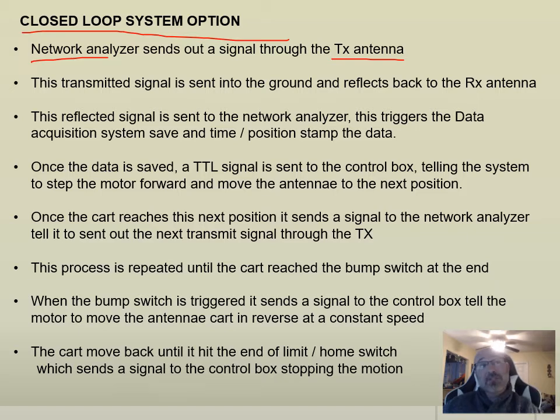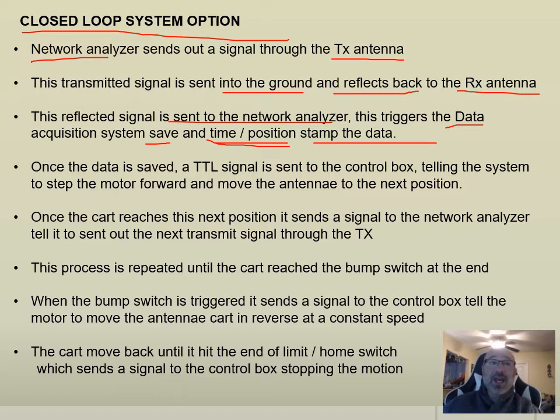So this transmitted signal is sent into the ground and reflects back off of our buried targets that we have in that sandbox. And these reflected signals are picked up by our receive antennas. So these receive antennas are connected to the network analyzer as well. So the reflected signal is sent back to the network analyzer. And this triggers the data acquisition system that's connected to our network analyzer to save the time and position along with the data. So we're going to take the data and we're going to stamp it with the time and position and save it with our data acquisition system.